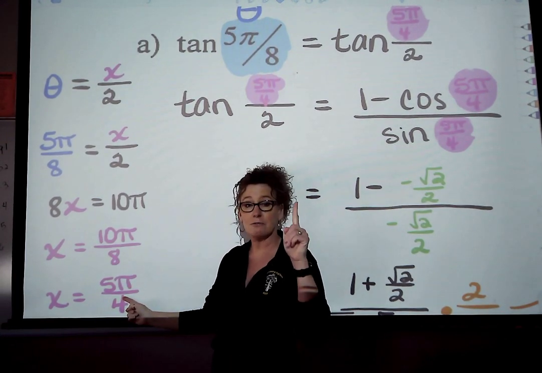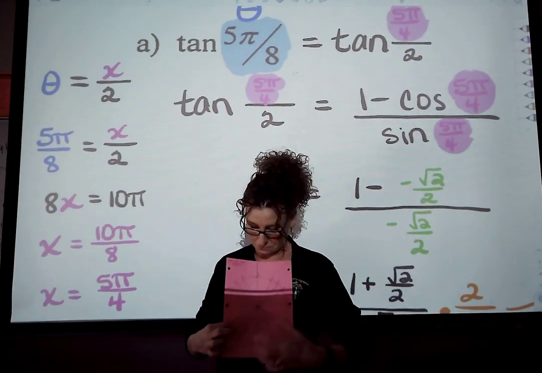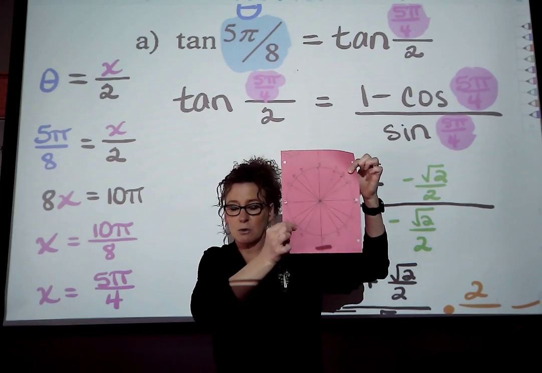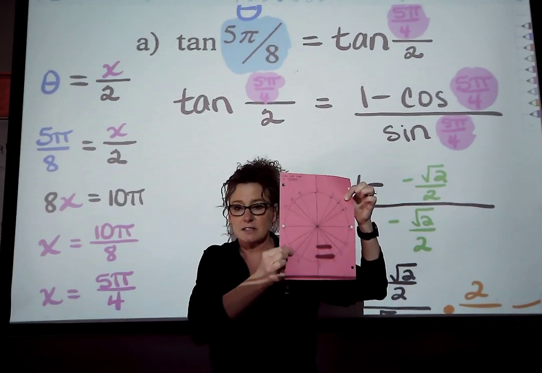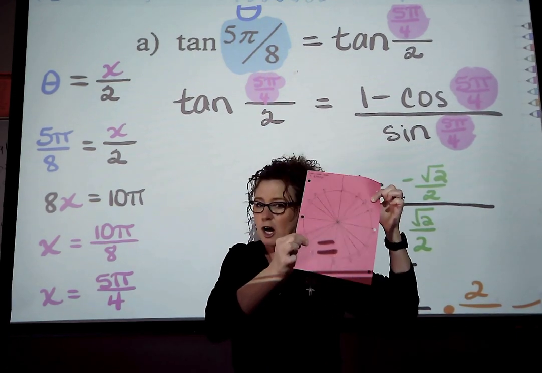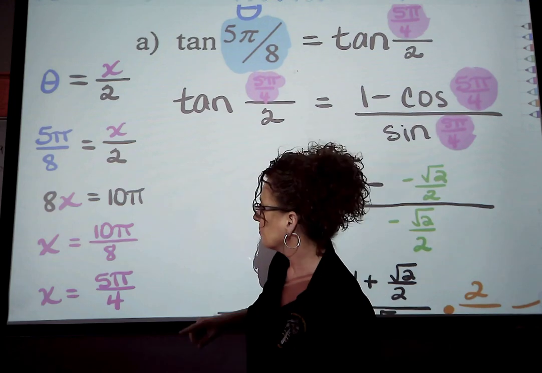Aha. 5 pi over 4 is right here in quadrant 3. This is a common angle. This is the pink angle, the common angle that I'm going to use throughout my formula. So watch what I do.